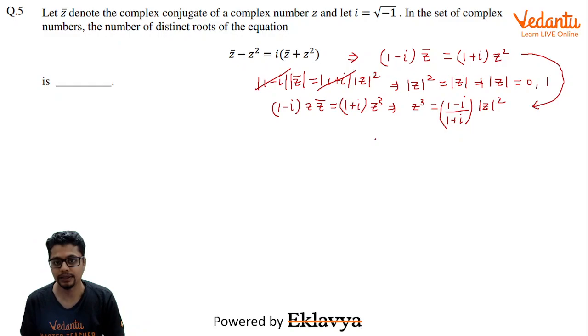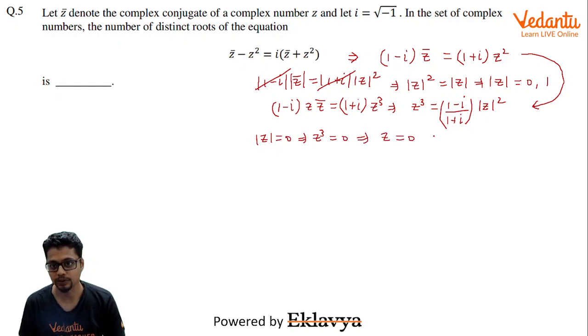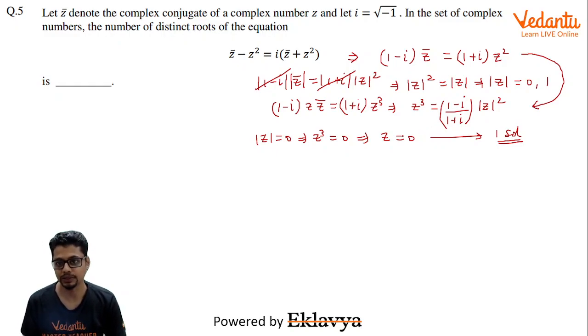Here there are a couple of possibilities. Mod z can be 0. If mod z is 0, then you get z cube equal to 0, that is, z equal to 0. This is one solution. There is nothing given like z is supposed to be non-zero, so this is acceptable, and if you put it in the original equation it indeed satisfies. Nonetheless, it is supposed to satisfy anyway because we have gone quite logically.